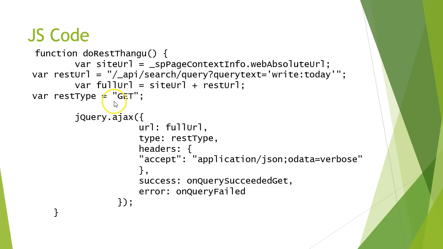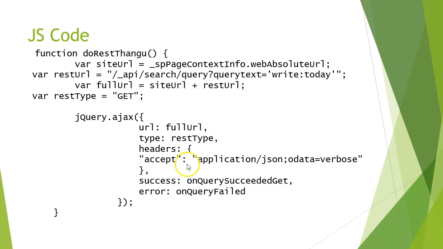Based on your business need, the REST type can be get, put, post, patch, update, or delete. So you just need to sit and think what kind of request it is. Here we are just calling the Ajax and we are going to call the get method. Based on your need, you have to modify the onQuery succeeded get and onQuery failed function. That's all. The code is going to remain the same, and you might just have to modify the functionality based on the REST URL.